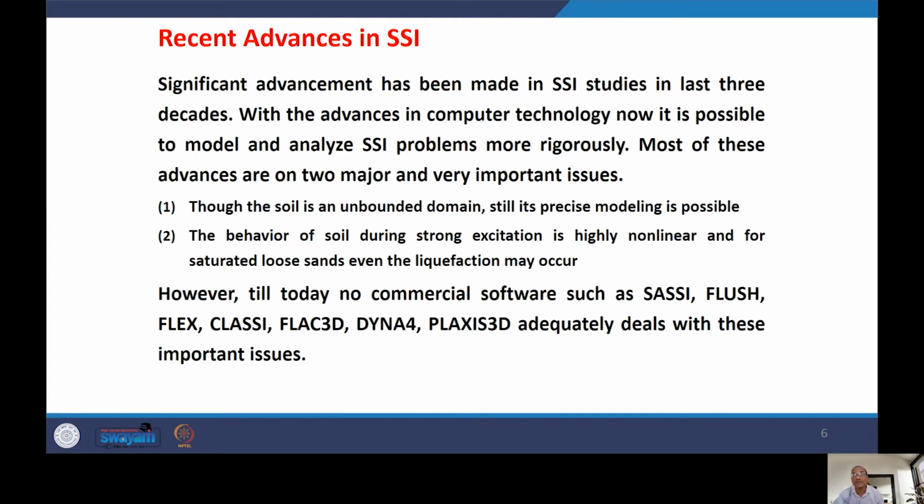The second, the behavior of soil during strong excitation is highly nonlinear, and for saturated loose sands, even liquefaction may occur. So the first thing is the modeling of the boundary, and the second is related to how to consider the nonlinearity in the analysis. The first one, the modeling of the boundary, we will discuss in detail. However, till today, no commercial software such as SASSI, Flush, Classic, FLAC3D, Plaxis adequately deals with these important issues. And for these important issues, our research group is working.